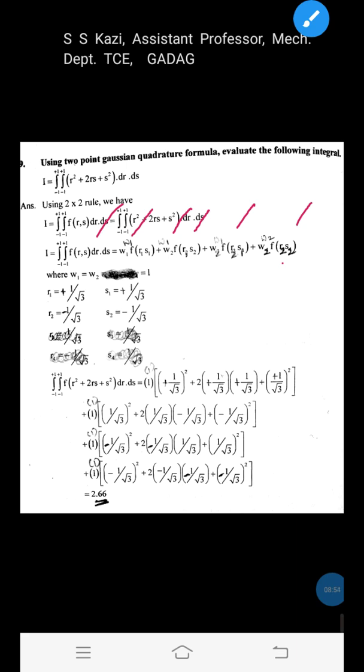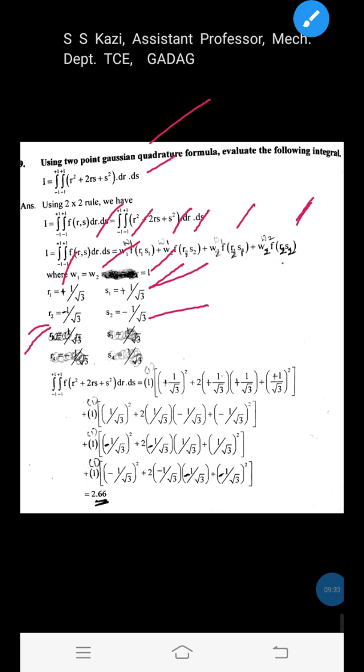Here we have used two Gaussian weights and two Gaussian points, that is w1, w2, r1, r2, s1, s2, because it is asked to evaluate the given integral using 2 point Gaussian quadrature. Now we know that w1 is equal to w2 is equal to 1, and r1 is equal to 1 by root 3 and r2 is equal to minus 1 by root 3, s1 is plus 1 by root 3, s2 is minus 1 by root 3. Now in the previous page we have seen zeta and neta. Here the variables are r and s.